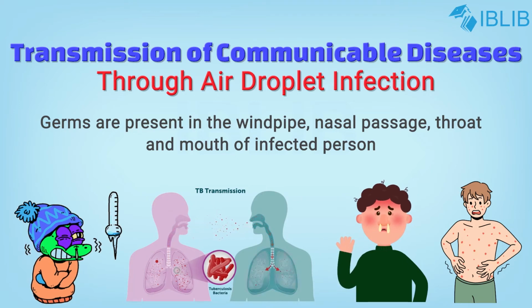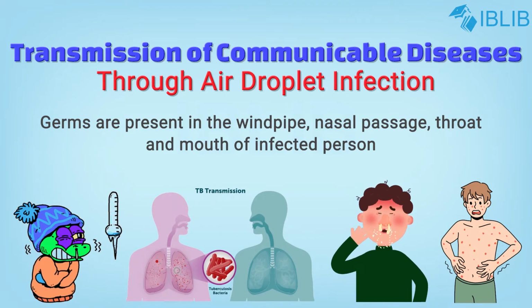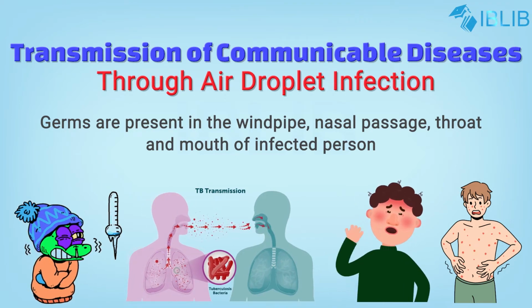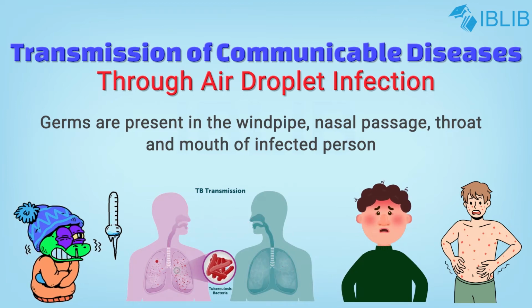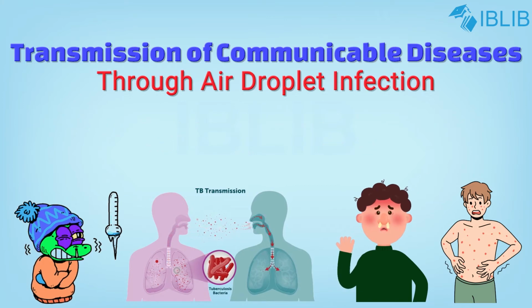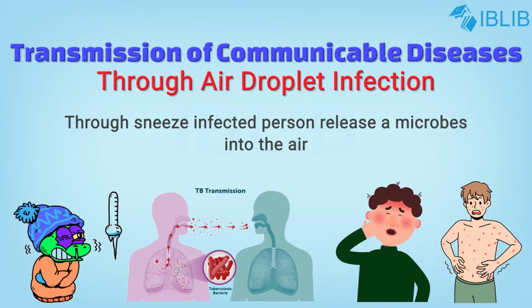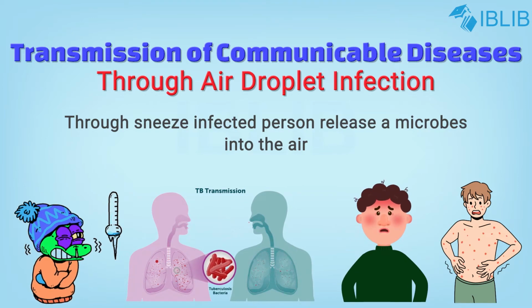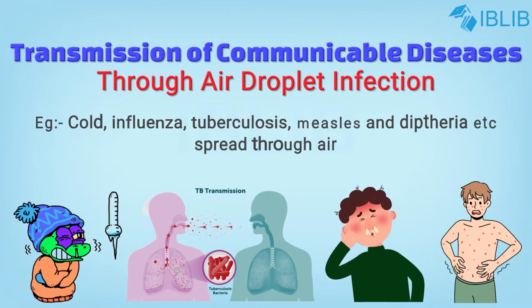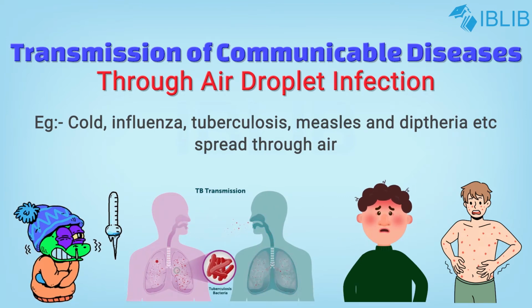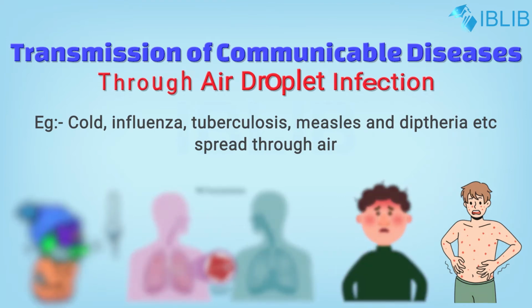There are many ways. Number 1, through air droplet infection. The germ of some diseases are present in the windpipe, nasal passage, throat, and mouth of the infected person. A sneeze or cough from an infected person releases a mist of droplets full of microbes into the air. So when a healthy person inhales this, microbes enter their body and infect them. Examples of some diseases are cold, influenza, tuberculosis, measles, and diphtheria.